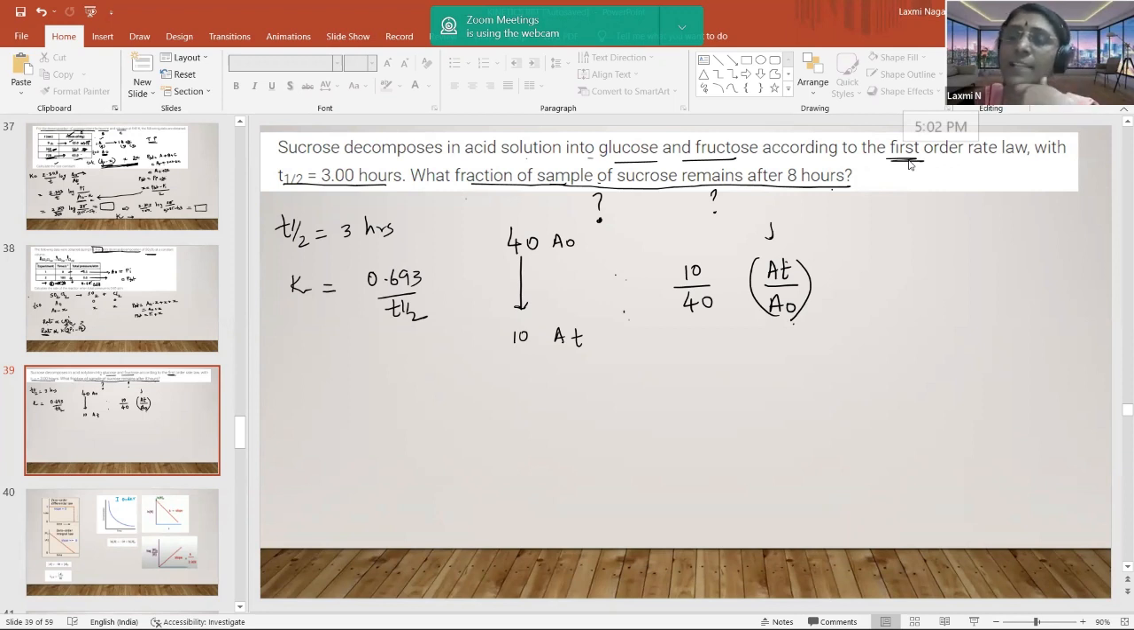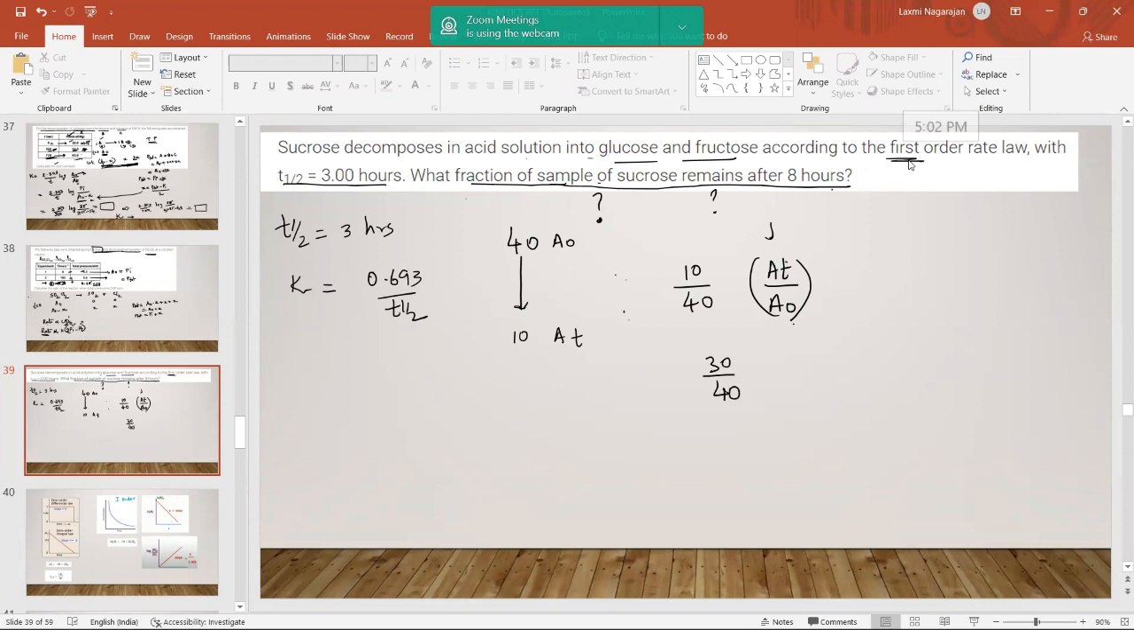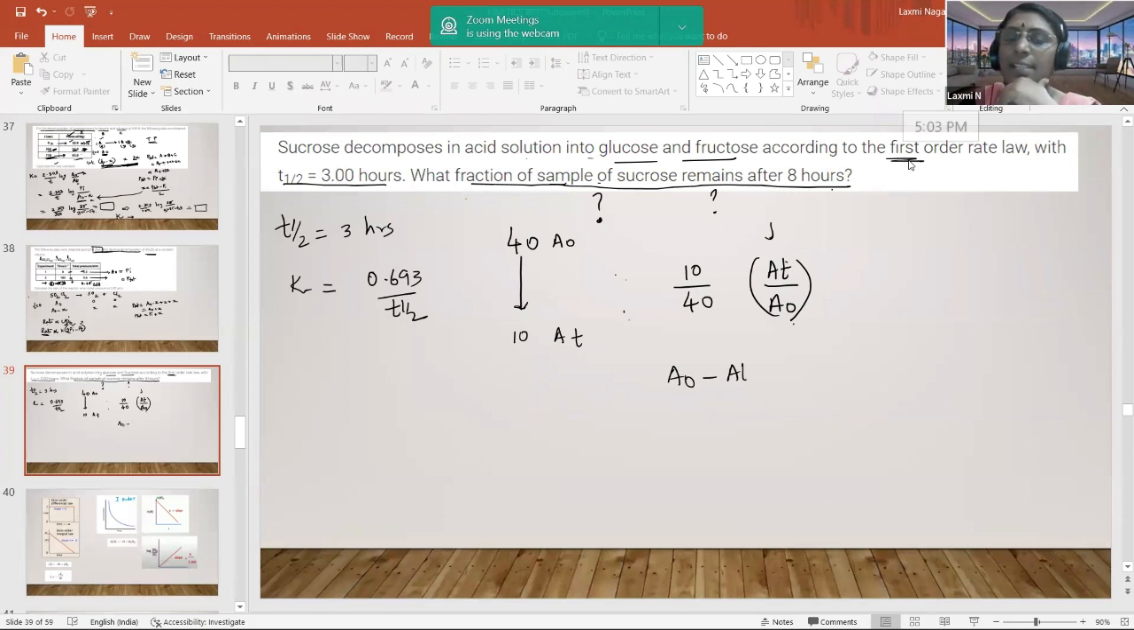What fraction of the sample has reacted? 30 by 40. That's all. So it is A0 minus At by A0. In fact, it is this: A0 minus At by A0. At by A0 is the fraction of the sample left out. Fraction of the sample which has reacted is A0 minus At by A0. So this is what we are calculating.